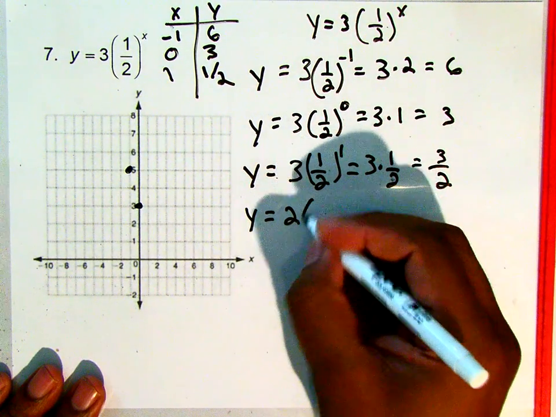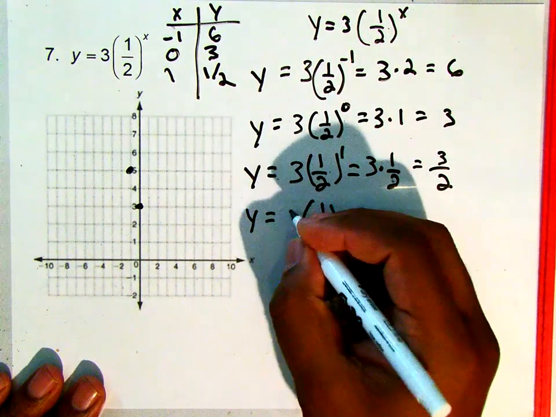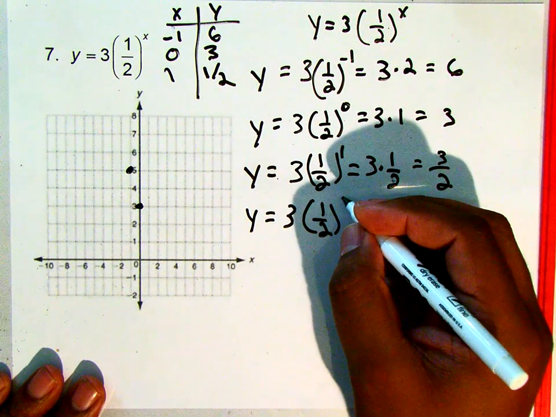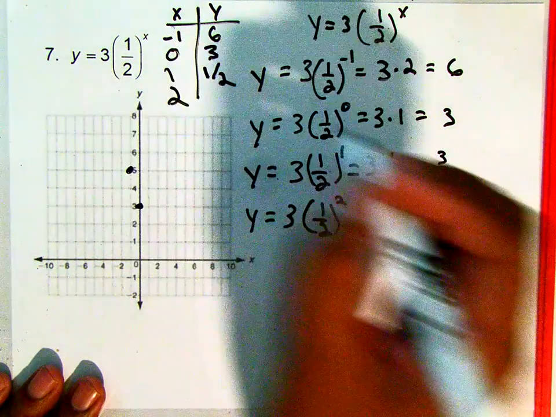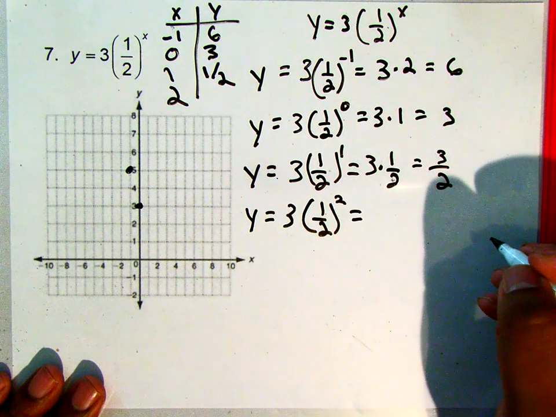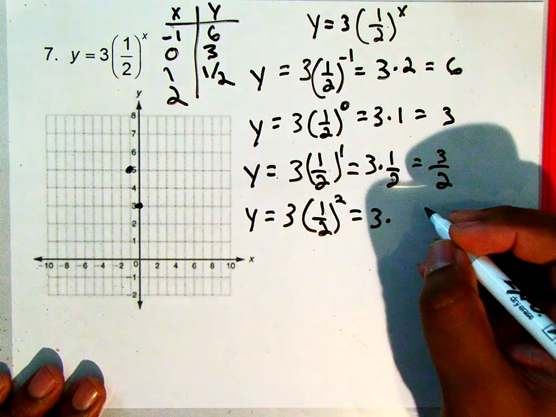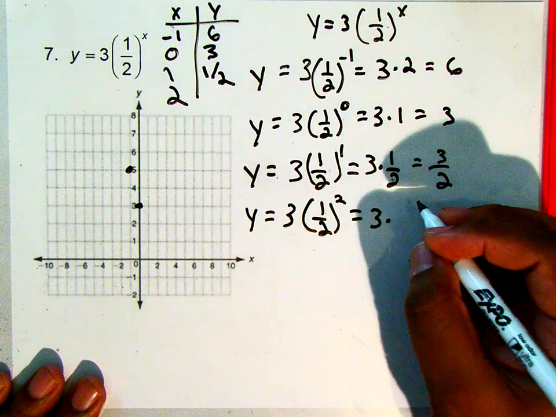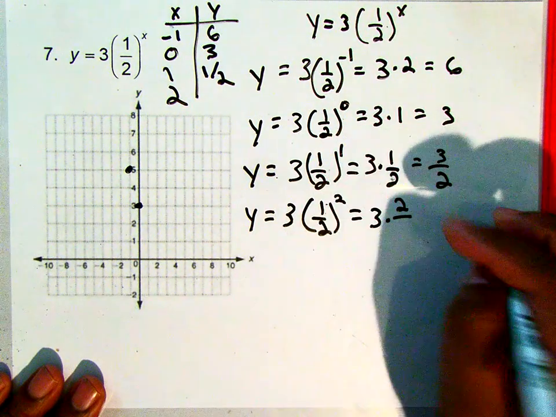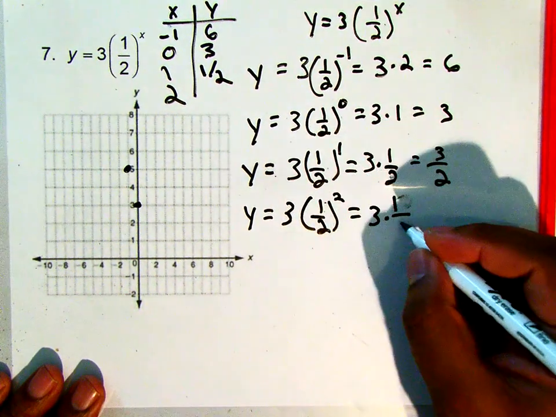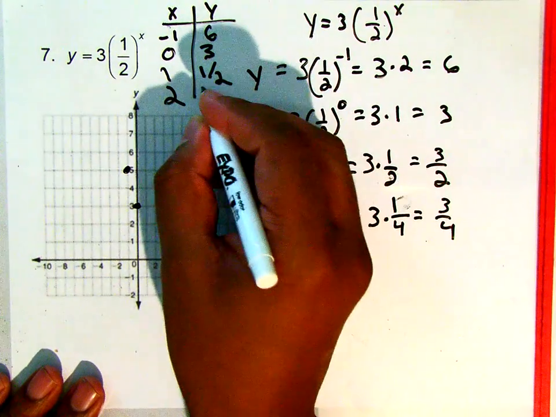Sorry, y is equal to 3 times 1/2 raised to the 2nd. Which would be 3 times 1 over 2 squared, which is 1 over 4, equals 3/4. So I get 3/4 there.